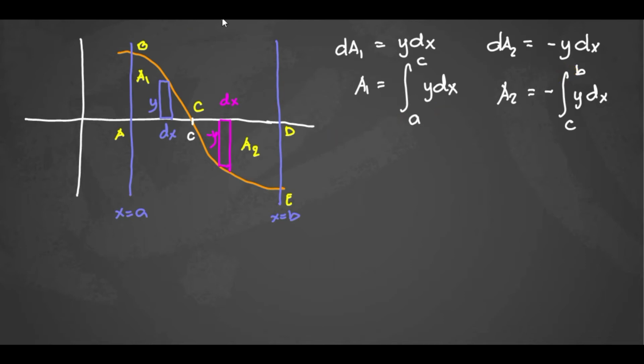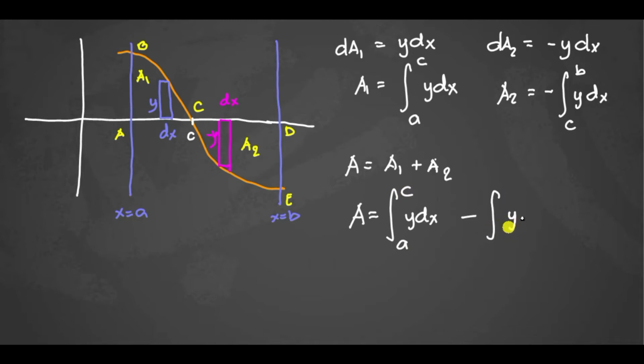Now, the next step is to add these two areas in order for us to find the total area of the curve, in which we will have A1 plus A2. That is the integral of y dx evaluated from A to C, minus the integral of y dx evaluated from C to B. Now, this is the concept of finding the area in this case.